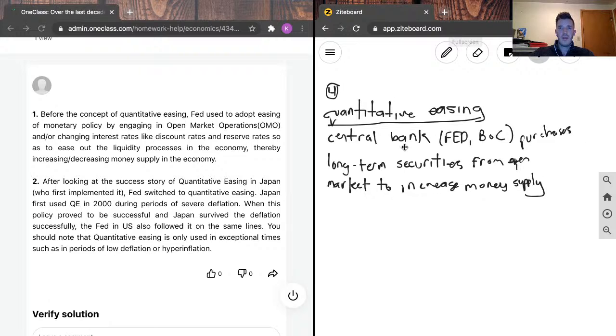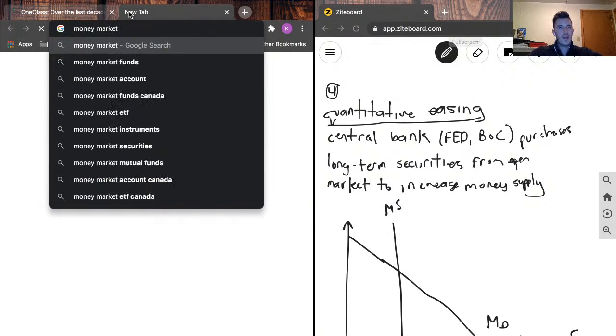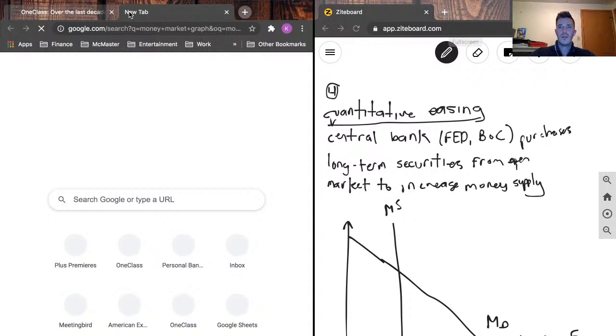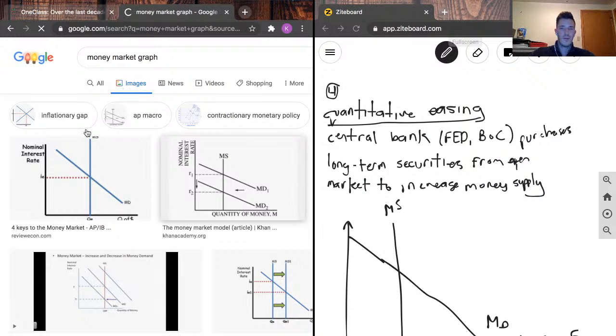Maybe I'll just add the money market graph. Here we've got quantity of money. Demand for money falls, and the supply is straight up. I'm just going to Google it quickly because I always forget how to properly label the axes, and I don't want to lead anybody in the wrong direction. Nominal interest rates.